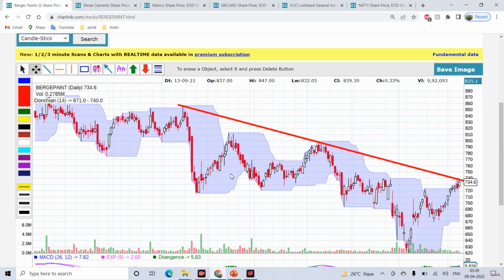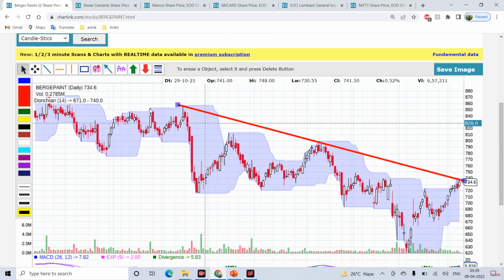So let's take the example of Berger Pant, where we applied Donchian, and on top of that we applied our trend line, the price action trend. We clearly see this is our trend line. Berger Pant made an October high of 850, came down, made a high of 796, and the third time it made a high of 737.